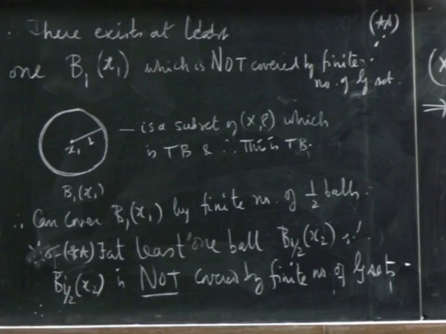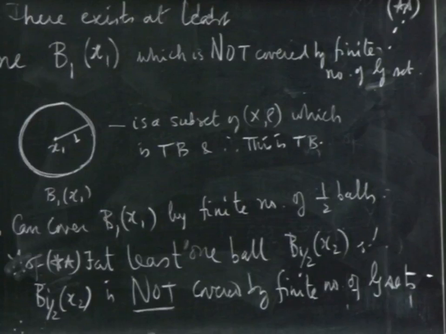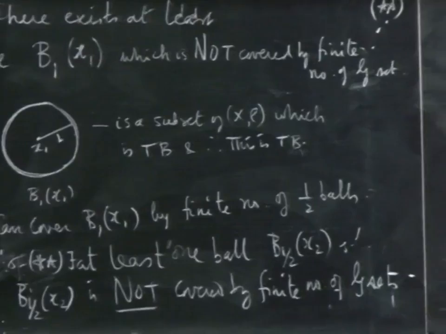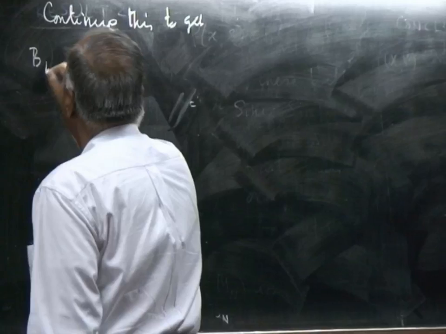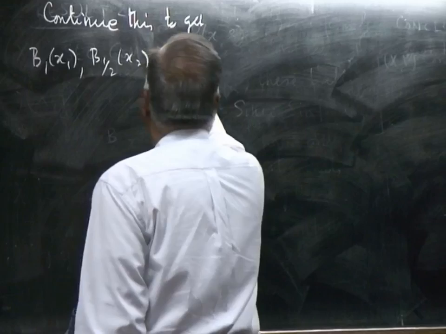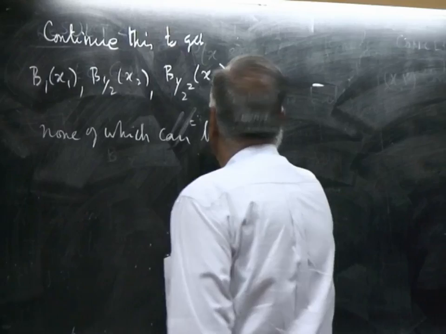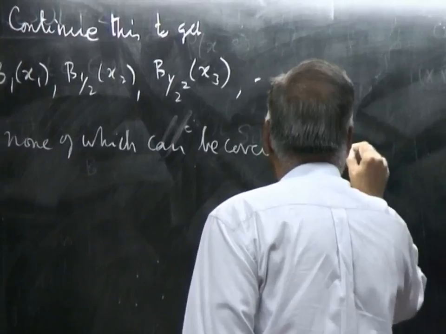You cover this half ball now by what balls? Half squared balls. Then you get one half squared ball which cannot be covered by a finite number of G sets. Inside that you get half cubed balls and so on and so forth. Continue this process to get B1 x1, B half x2, B half squared x3, and so on, none of which can be covered by a finite number of G sets.